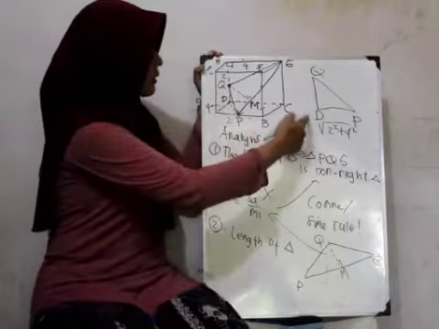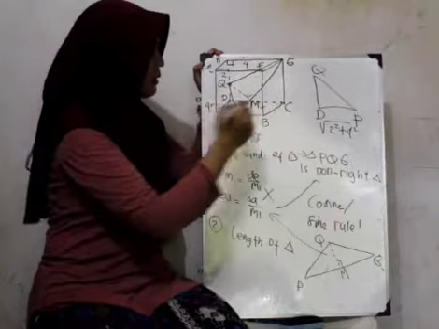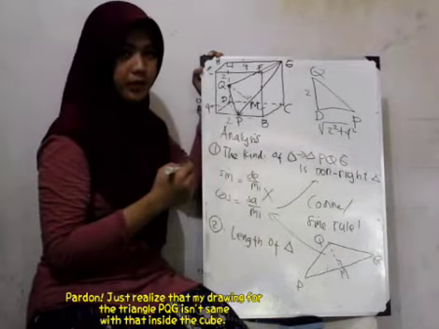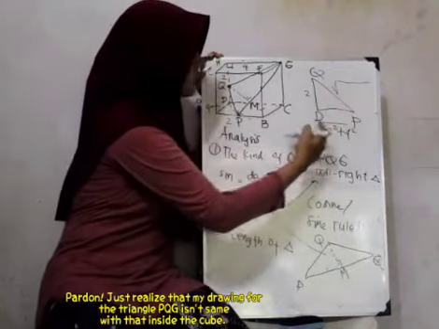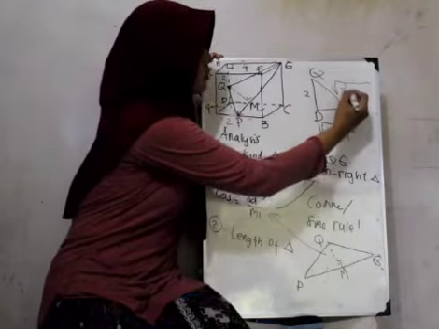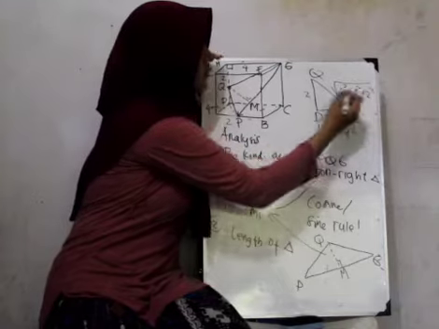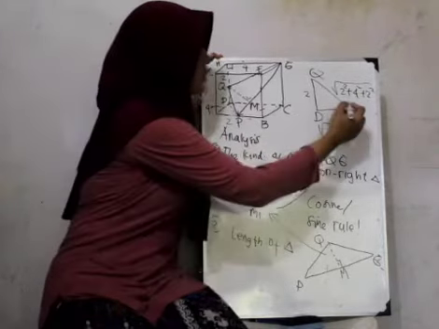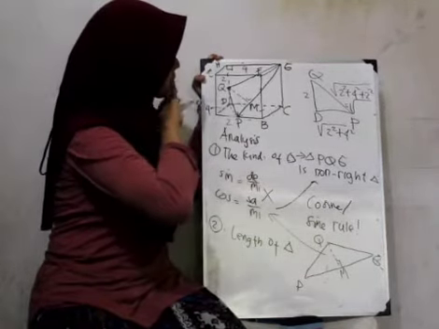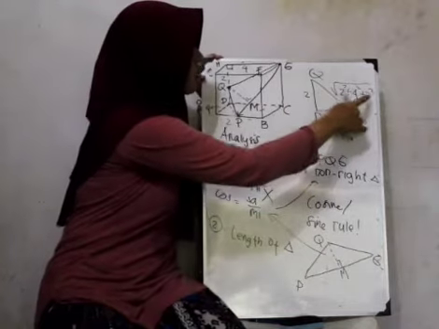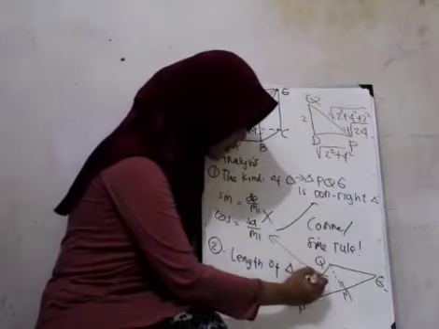Next one, DQ. Because Q is the midpoint, then it must be 2, half of 4. So PQ itself is the square root of 4 squared plus 2 squared. Get it? So we got 4 plus 16, and PQ here is the square root of 20.